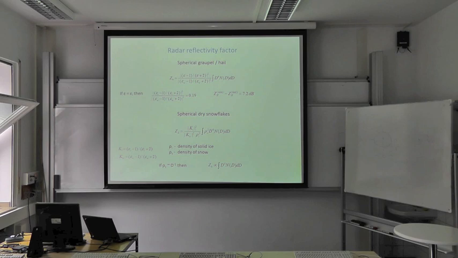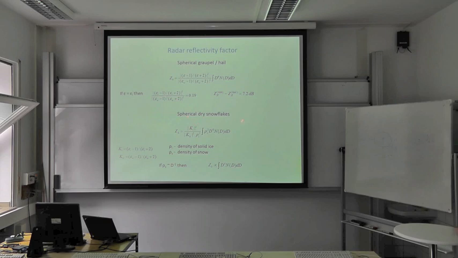If you take 10 logarithms of that, which is the standard definition of radar reflectivity in logarithmic scale, we find a difference of about 7 dB. 7 dB is a big difference, 7.2 dB. That means that the same distribution and the same sizes of, say, graupel and hailstones would produce 7 dB less radar reflectivity than raindrops.